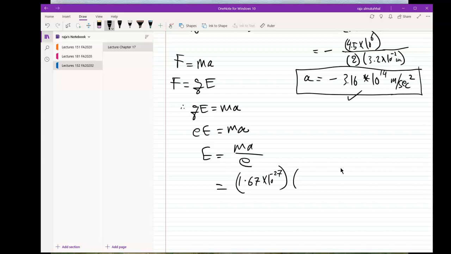Times 3.16 times 10 to the 40. I'm going to ignore the minus sign for now because I want to get the magnitude of it. Divided by the fundamental charge, which is 1.602 times 10 to the negative 19. And then we just calculate that.